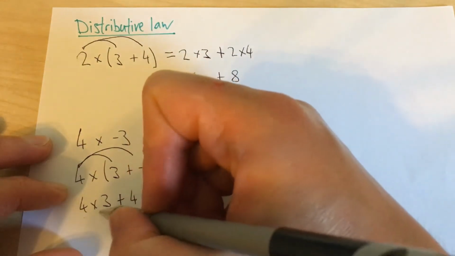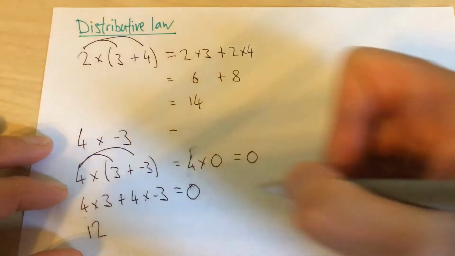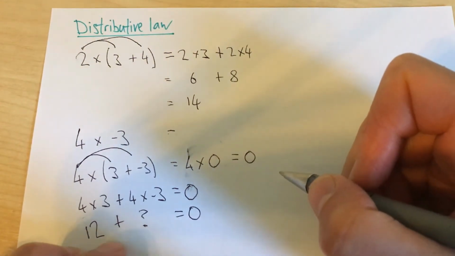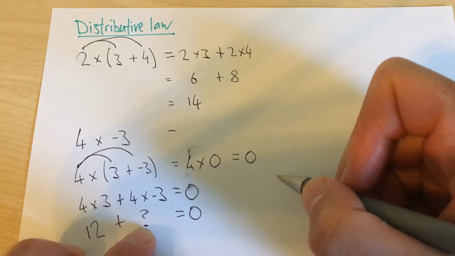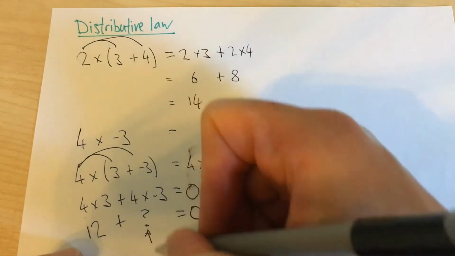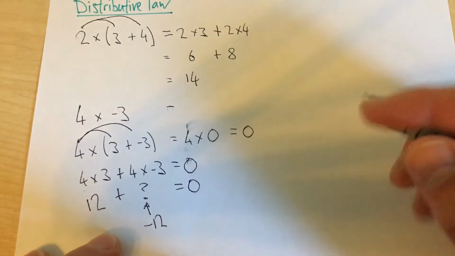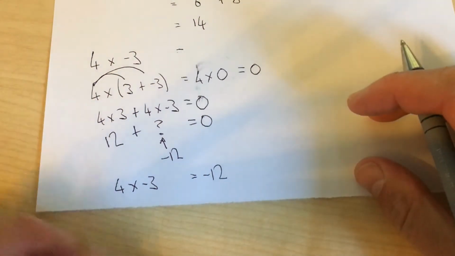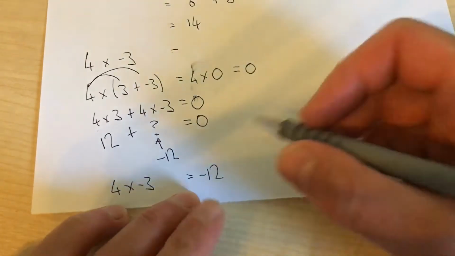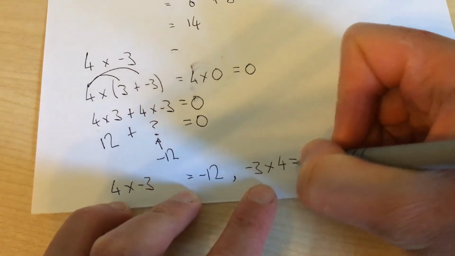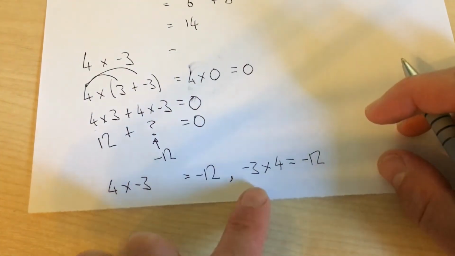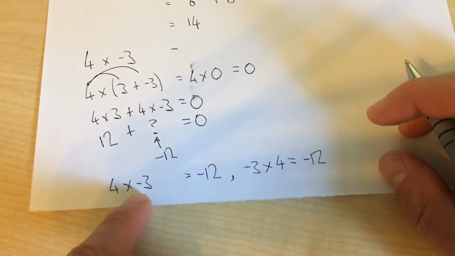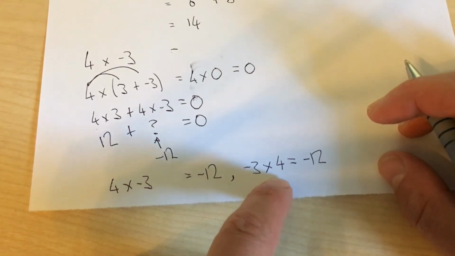Now this one, 4 multiplied by 3, we're already convinced that that is 12. So what does the answer to this have to be to make the overall result 0? 12 plus negative 12 is 0. So this here has the value of negative 12. In other words, 4 multiplied by negative 3 is negative 12. It's 4 lots of negative 3. From this we can also say that negative 3 multiplied by 4 is negative 12, because the commutative law tells us that the order doesn't matter for multiplication. 4 multiplied by negative 3 gives you the same result as negative 3 multiplied by 4.